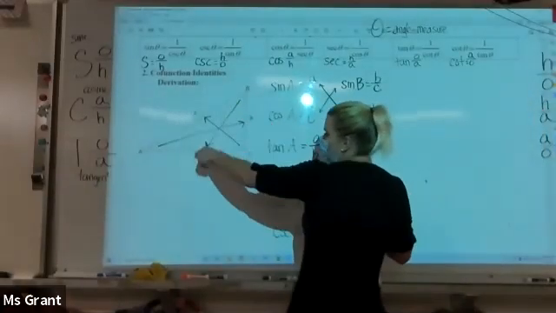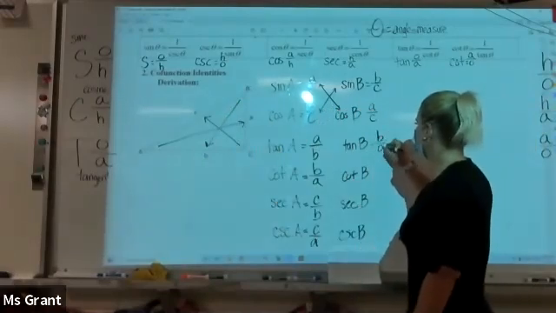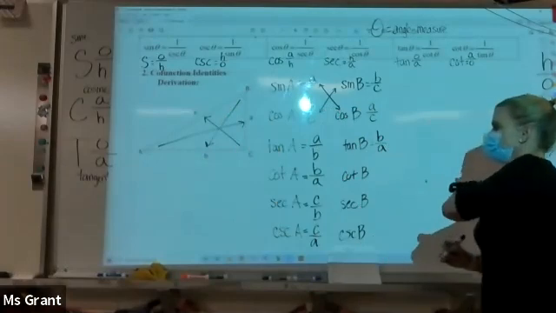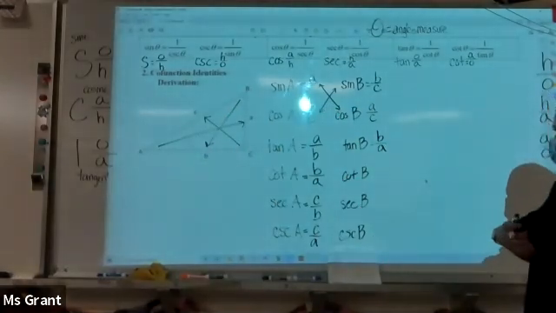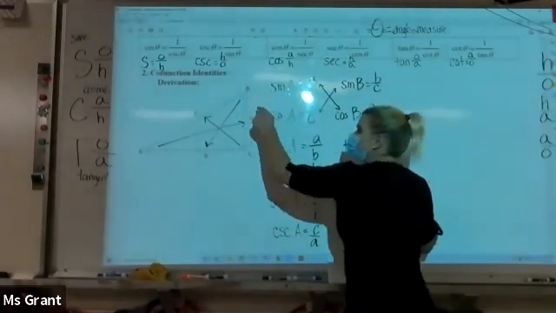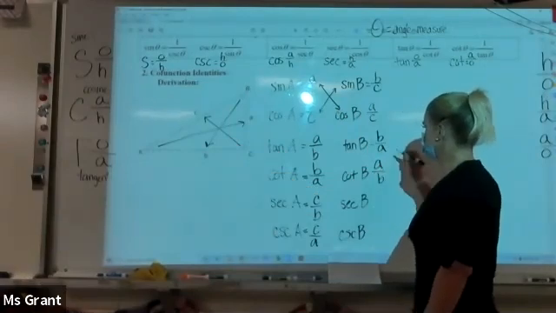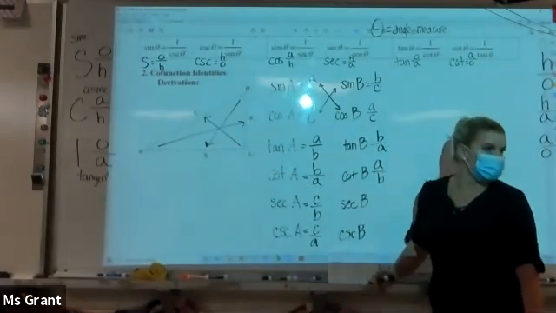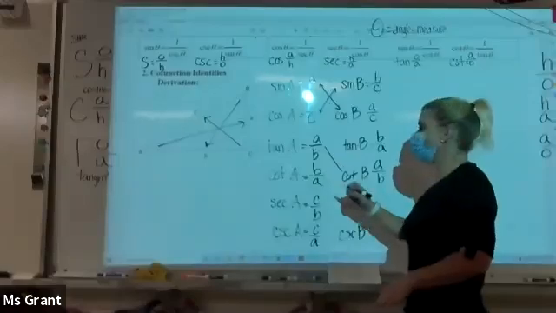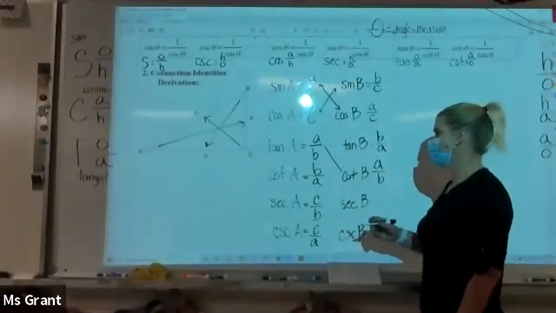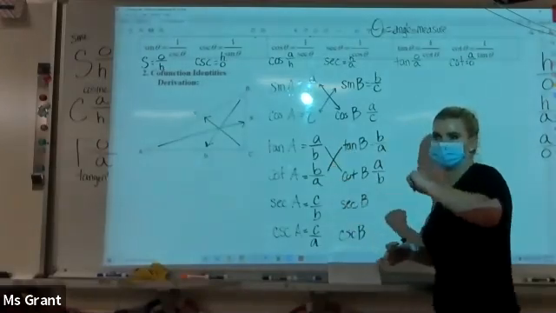Tangent of B, opposite over adjacent, B over A. Cotangent of B, adjacent over opposite, A over B. Once again, I get to get really excited. Check this out. Tangent A and cotangent B, same. Tangent B and cotangent A, same.